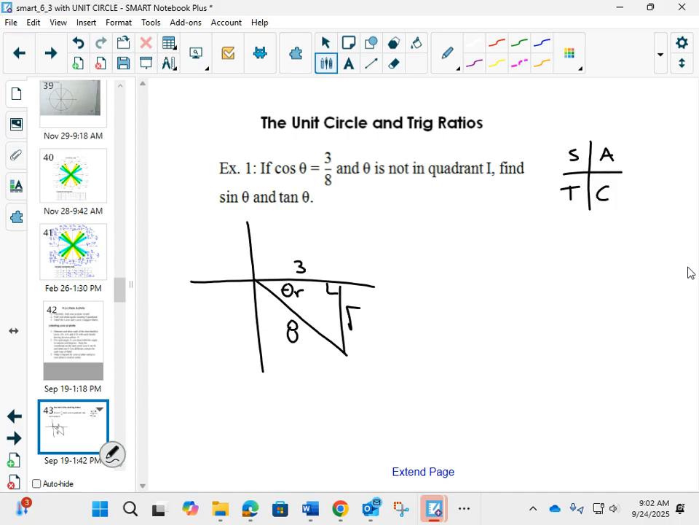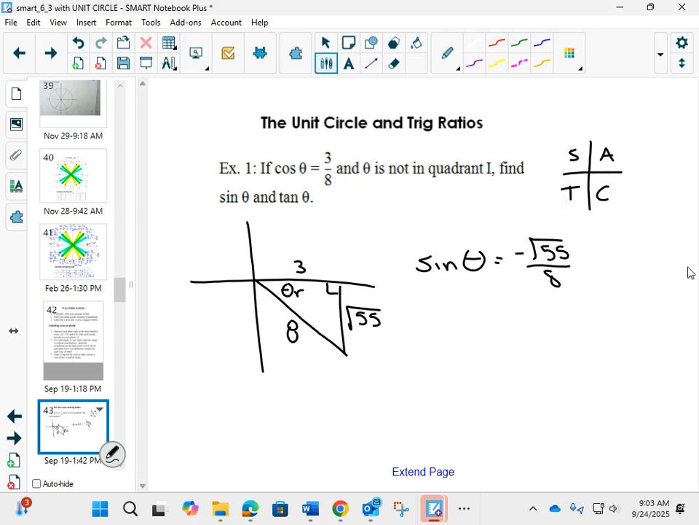In fact, I want you to do this in your head, because you're going to get really good at these. Are you going to add them or subtract in this situation? Subtract. 64 minus 9 is 55, so the other side is square root of 55. And then from here, I know that sine of my reference angle is root 55 over 8, so sine of my actual angle will be negative root 55 over 8.